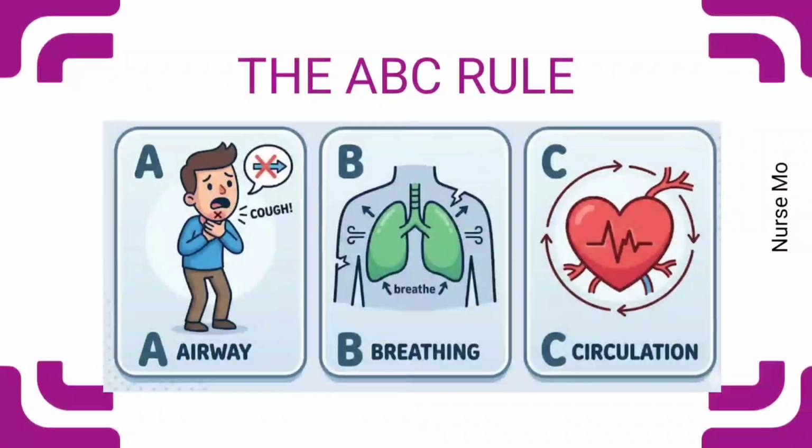So how do you know this? When you have a question that will require you to use the ABC rule, simply eliminate the wrong answers first. Focus on who is actually in danger. Airway first, then breathing before circulation. Okay, that's for the ABC rule.